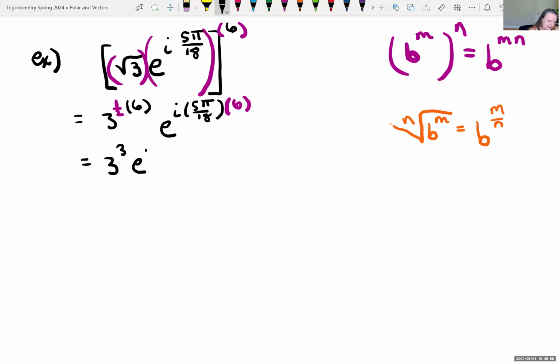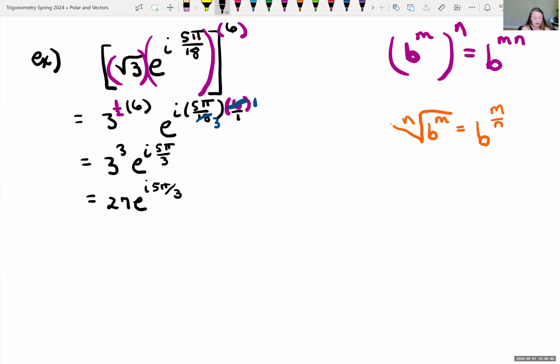Okay, let's reduce the fraction in the exponent. 5 pi 18ths times 6, well, simplifying, 6 goes into itself 1, 6 goes into 18 3 times. So this is going to give me i 5 pi thirds, which is the same thing as 27 e to the i 5 pi thirds. Okay, so there is our exponential form.